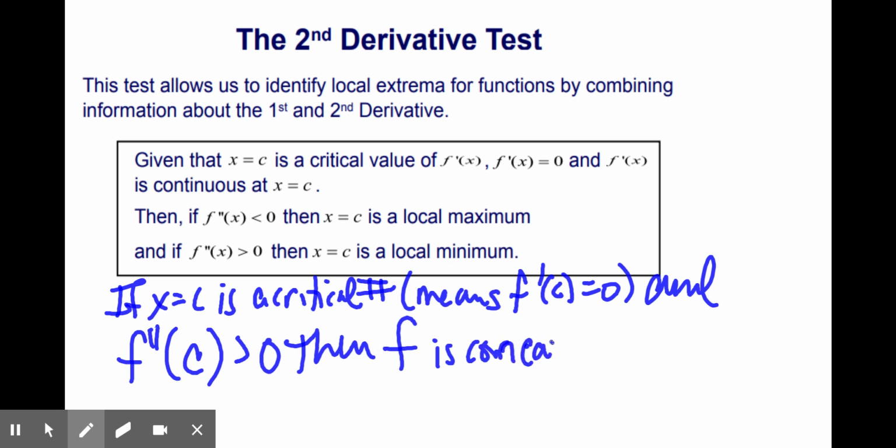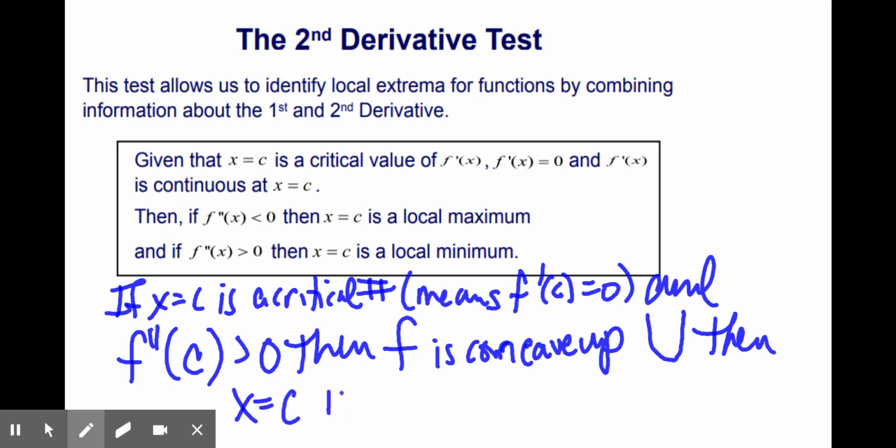is concave up, because the second derivative is positive. When the second derivative is positive, then f is concave up. But what does concave up look like? It looks like a U. So then the point at x equals c has to be a relative min. Look at the graph. Look at something that's concave up. It looks like a U. So this point at x equals c has to be a relative min because f is concave up.